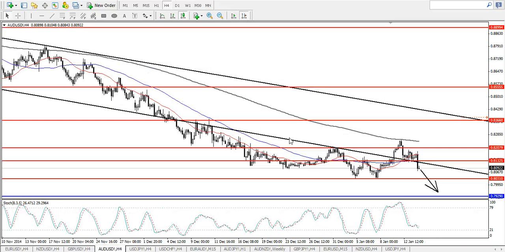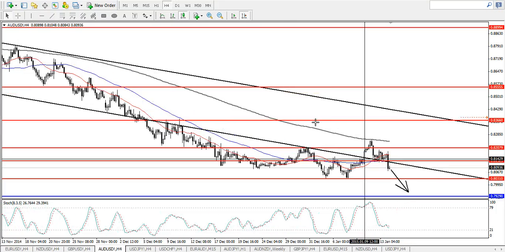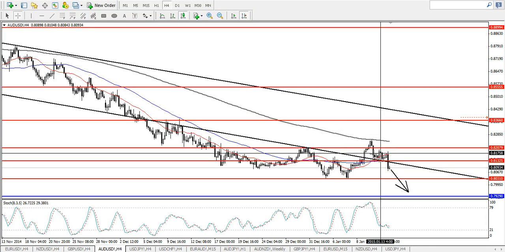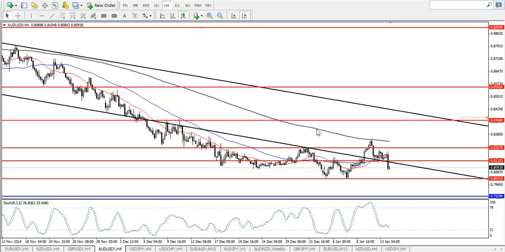Next, we have the Australian dollar against US dollar. This is the 4-hourly chart. We can see that price fell this morning due to falling prices in copper as well. So being a commodity currency, fundamentally it will fall as well. So this is the 4-hourly chart.